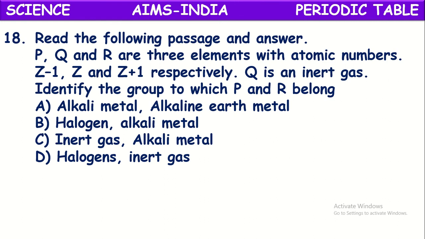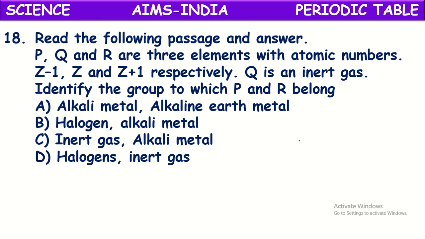Okay. Next question. Read the following passage and answer. P, Q, and R are 3 elements with atomic numbers Z-1, Z, and Z+1 respectively. Q is an inert gas. Identify the group to which P and R belong. Here they have given some hypothetical elements and their atomic numbers. And among these, one clue is given: Q is an inert gas.